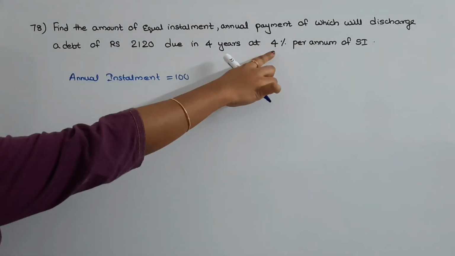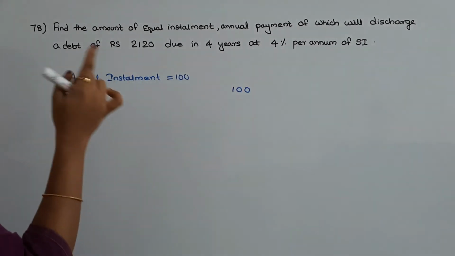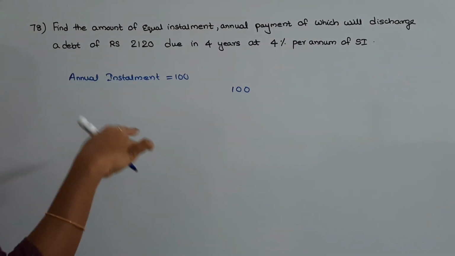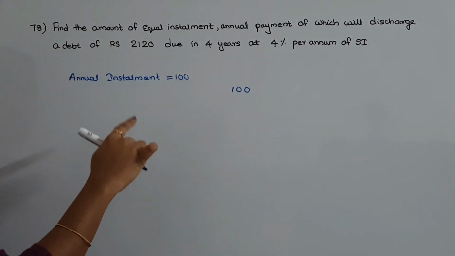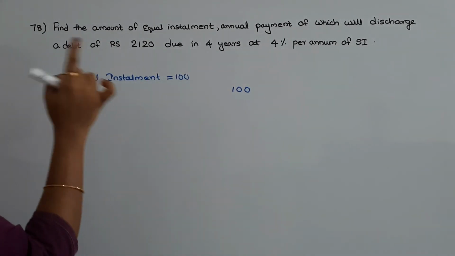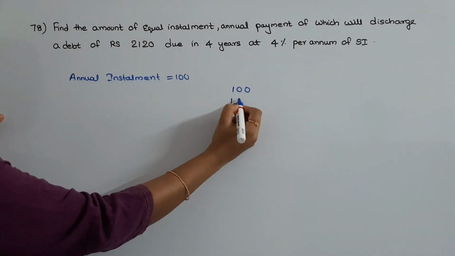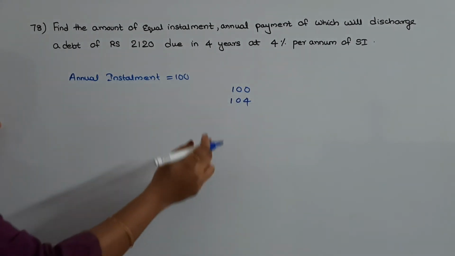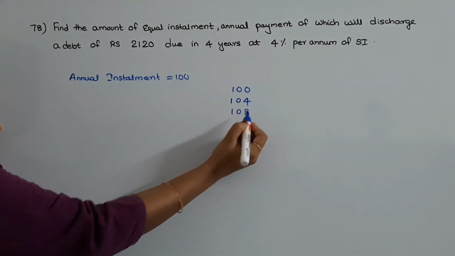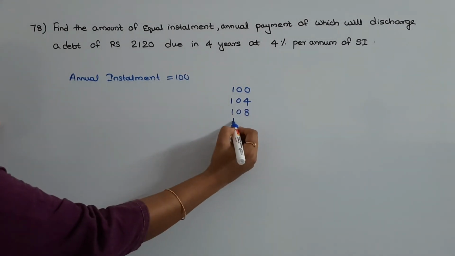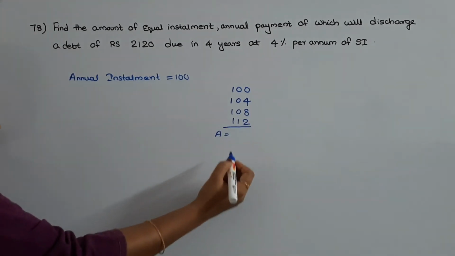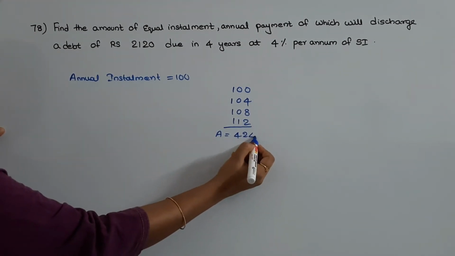So now the rate of interest is 4%, and when the principal is 100, time period is 1 year, interest will be equal to 4. So second year, the amount will be equal to 100 plus 4, that will be equal to 104. Now in the third year, the amount will be equal to 108. In the fourth year, the amount will become 112. Then what is the total amount? Total amount will be equal to 424.